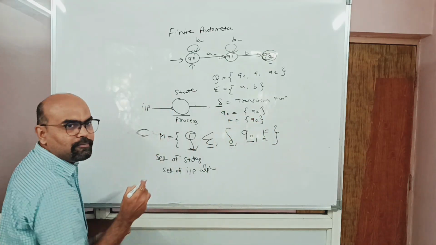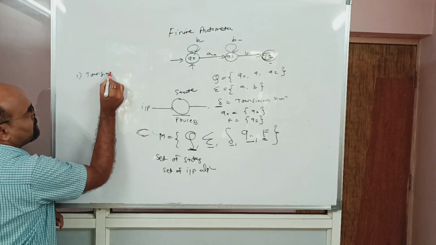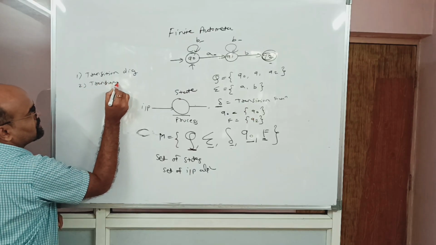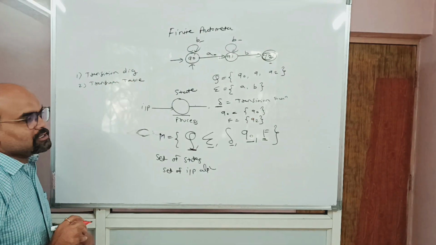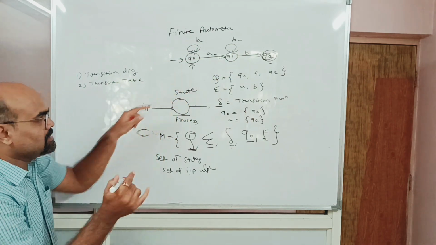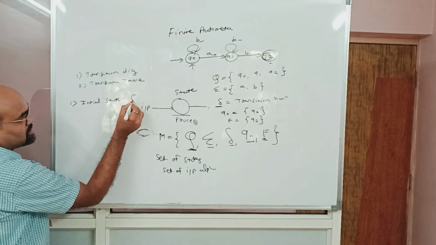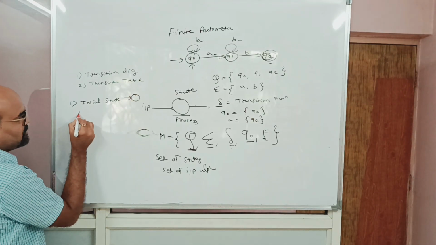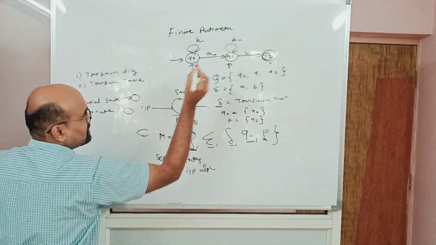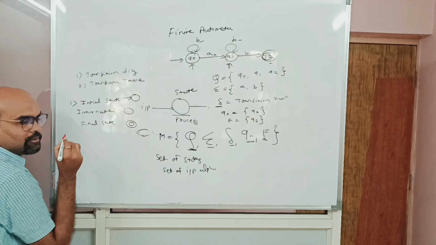This transition function is represented in 2 ways. The first one is a transition diagram and the second one is a transition table. So a transition diagram is nothing but a labeled graph like this with 4 components. The first one is the initial state, represented by this one. Second one is the internal state, which is this one. Third one is the final state. Final state is represented by a double circle.